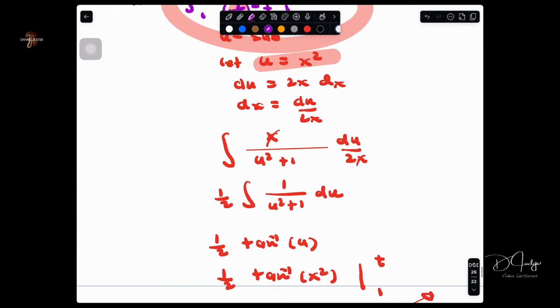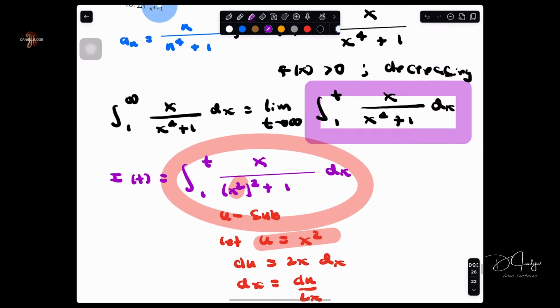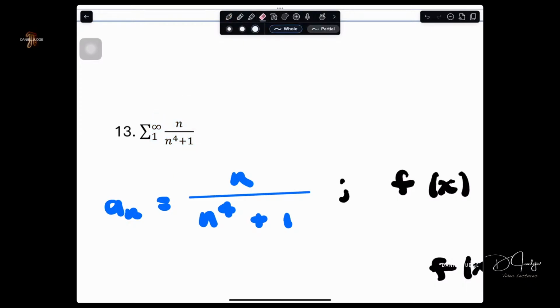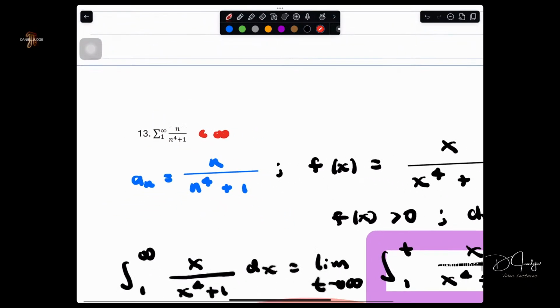So this equals pi over 8. We have convergence now for the improper integral. What that means is this series converges as well. So we'll put that less than infinity, and that means it converges.